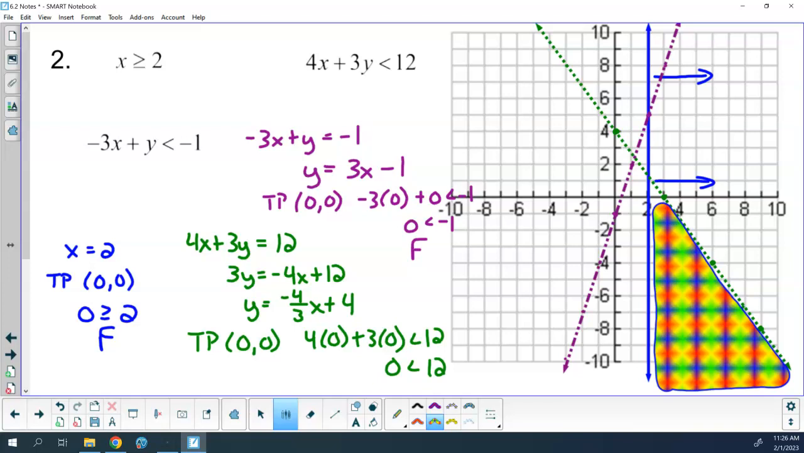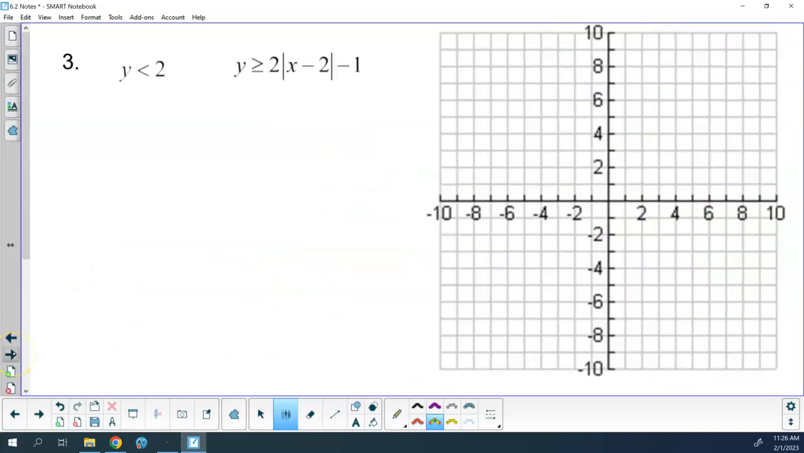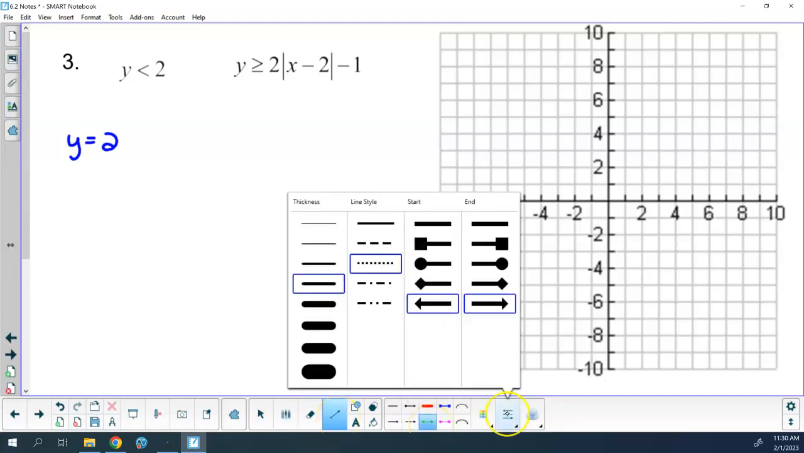Okay. If you haven't done so already, please try number 3. So I need to graph y equals 2. That is going to be a dashed line. It is going to be 2 up from the origin.